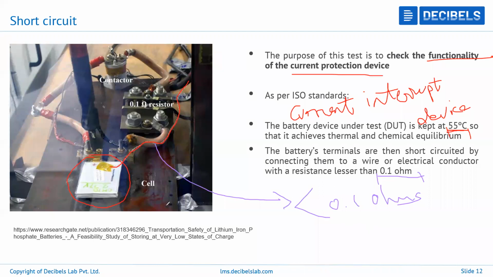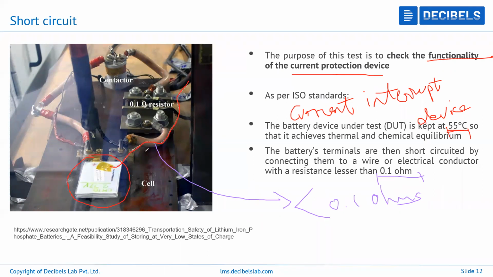So then what happens? The cell is allowed to discharge at very high current rates through the wire, and the following acceptance criteria are checked: whether the cell catches fire, whether the cell is able to sustain itself without being overheated, whether there is any gassing or venting, whether there is any thermal runaway. If none of these are observed, then the cell is deemed roadworthy, and it is accepted that it can withstand a high amount of abuse.